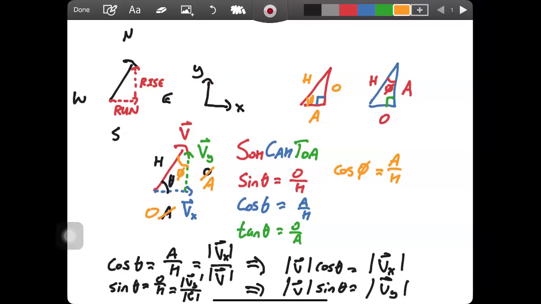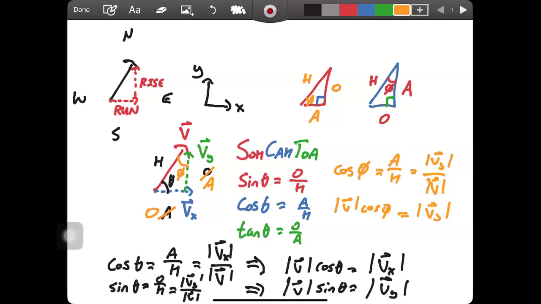But you see now the adjacent side is not horizontal. Now it's the magnitude of the rise. It's the magnitude of the vertical component. And that's over the hypotenuse. And the hypotenuse remains the same. And so if I multiply both sides by the magnitude of the whole vector, I get v cosine phi equals the magnitude of the vertical. So do you see that?